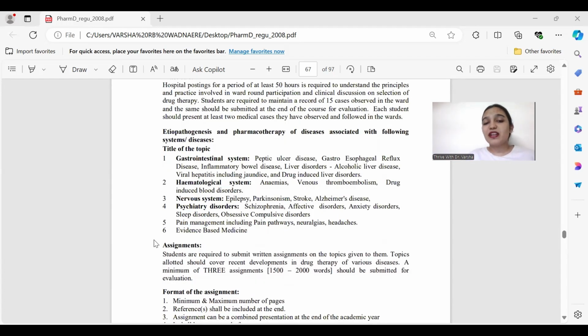In the topics of chapters 5 and 6, you can expect the 5th chapter for 5 marks. In pain management, the pain pathways, you will get for 5 marks. Again, it is huge to cover, but yet they will ask that for 5 marks. Then neuralgia and headaches, you will have that for 5 marks. And evidence-based medicine can again get divided. All of chapters 1, 2, 3, 4 and 6 can get divided into 2, 5, and 10 marks. Any of them can be asked. You can get any type of questions from all these chapters.